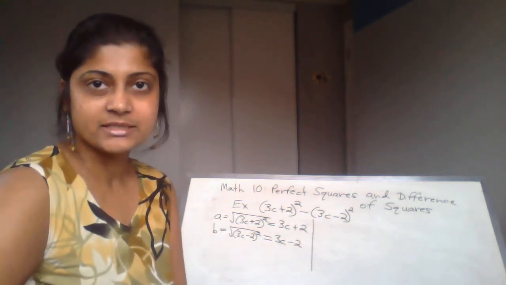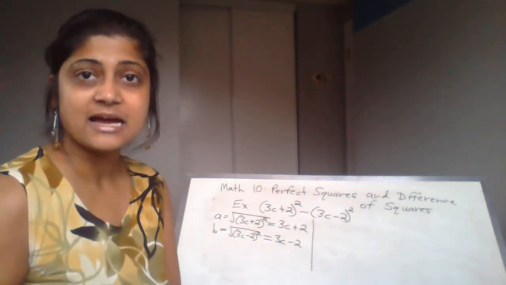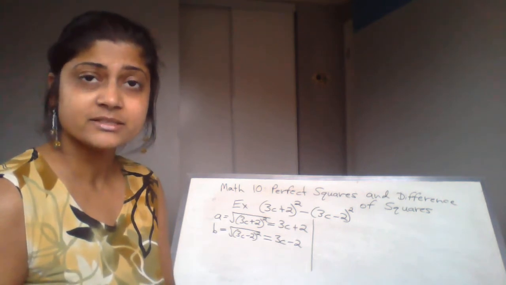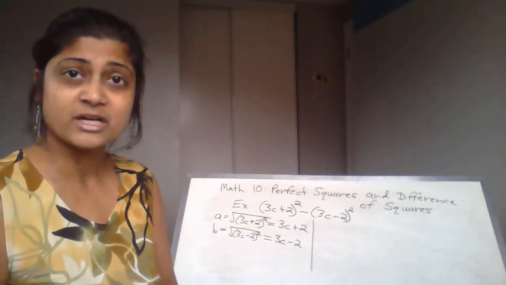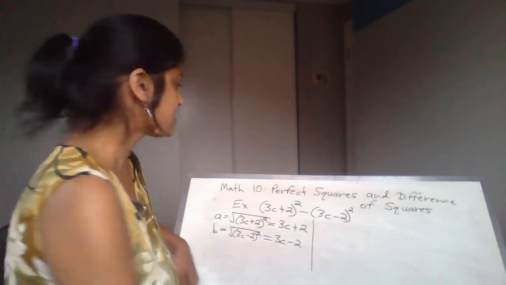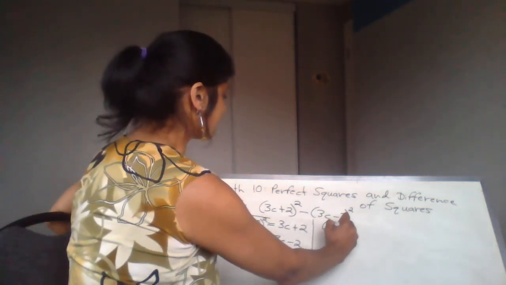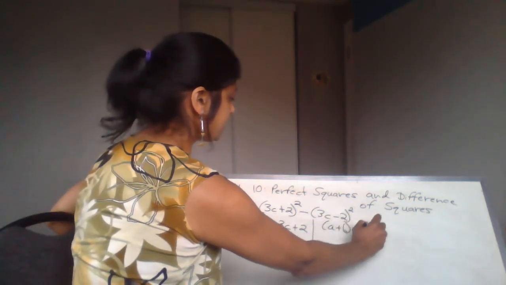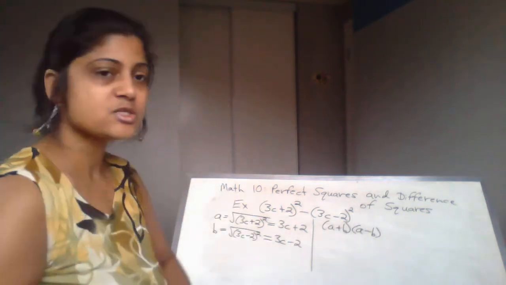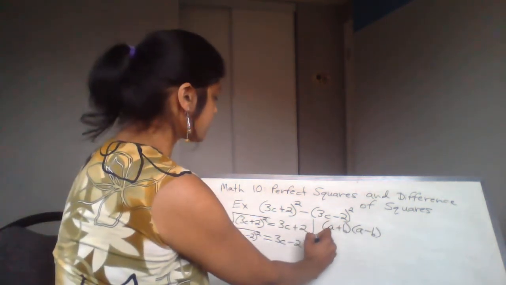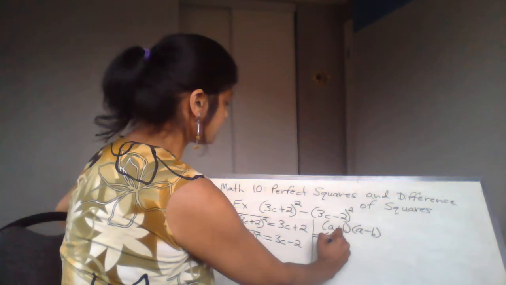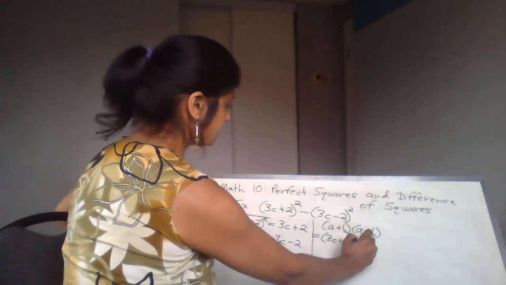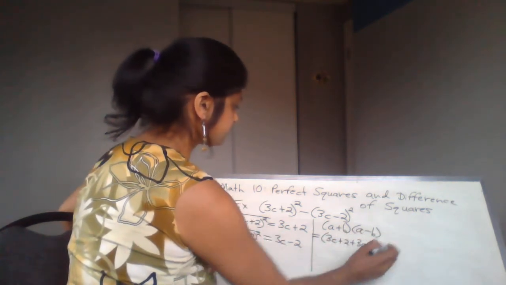And remember, in the actual equation, you're just adding the two terms together in one bracket, and in the second bracket, we're going to subtract the two terms, okay? So let me write it right here. So I have a plus b and a minus b, okay? So again, I'm going to plug it into this expression. Okay, so we're going to do 3c plus 2 plus 3c minus 2, okay?